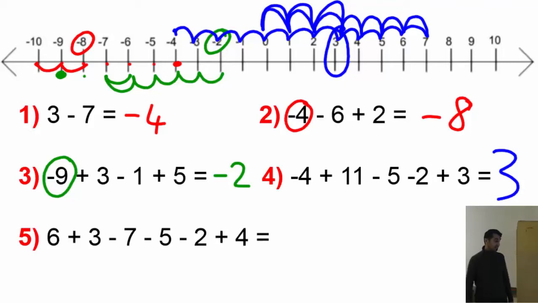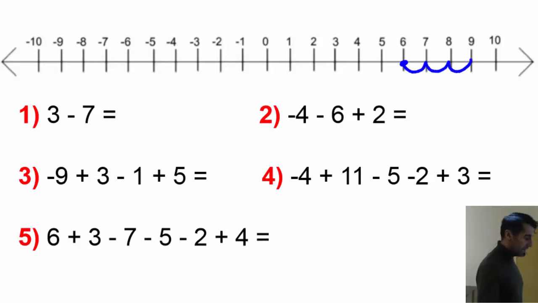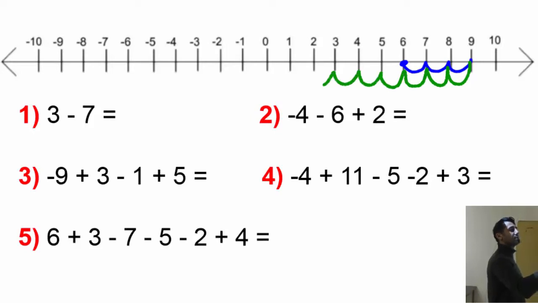Now, this is the last example. I'm going to clear everything. Let's start with 6. 6 is right here. And then we're going to add 3. 1, 2, 3. I'm going to change the color here. And then we're going to subtract 7. 1, 2, 3, 4, 5, 6, 7. And then subtract 5. 1, 2, 3, 4, 5.